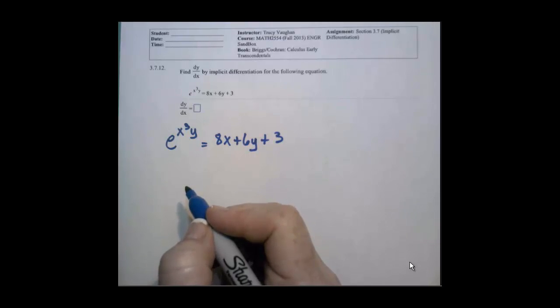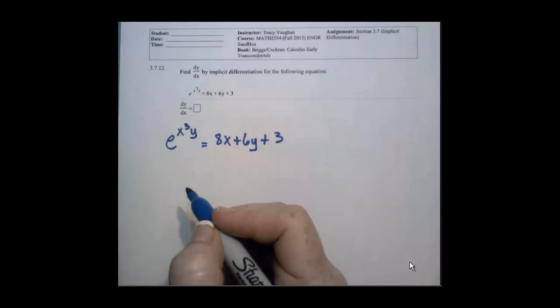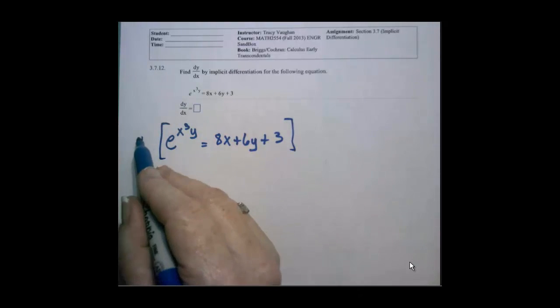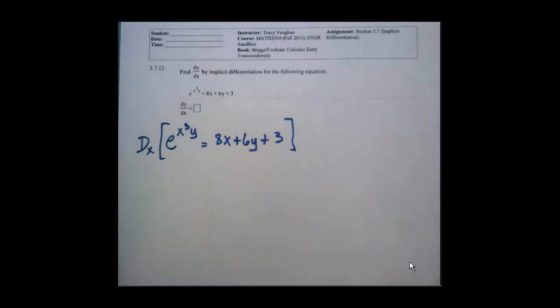All right, here's another example of using implicit differentiation. This time we have an exponential function involved, but the process is still the same. When we want to find dy/dx, we're going to take the derivative of both sides of the equation with respect to x.